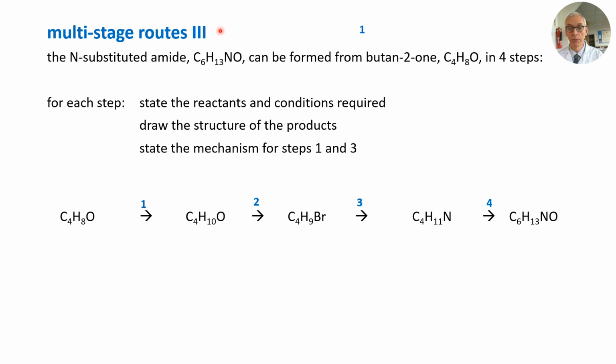Okay, so problem number 3, the N-substituted amide C6H13NO can be formed from butan-2-one in 4 steps. So here they are. Here is butanone, and here is the N-substituted amide. 4 steps, 1, 2, 3, 4. State the reactants and conditions required for each step. Draw the structure of the products. State the mechanisms for steps 1 and 3.